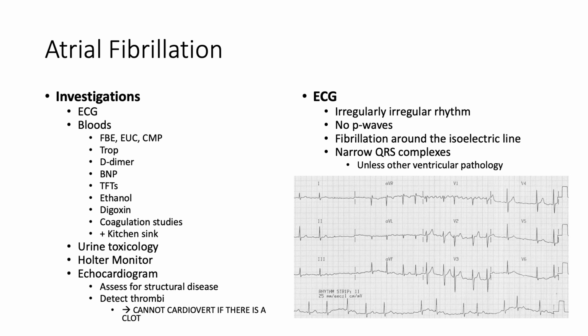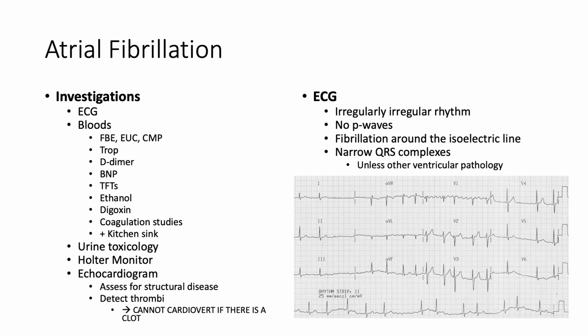And coagulation studies are going to help you if you need to cardiovert them, or if you're going to put them on medications, to get a baseline. Urine toxicology, again, for a cause, and a Holter monitor if it sounds like a good story, but you can't catch it. And otherwise an echo. So an echo will be able to tell you if they've had changes to their left atrium that might have caused this, and they can also see if there's any clots in the heart. And if there is, you cannot cardiovert them, because once their heart goes into a normal sinus rhythm, they're at risk of throwing that clot.